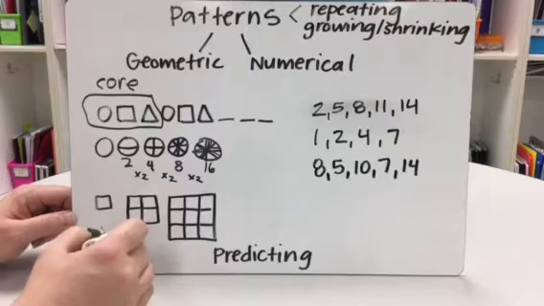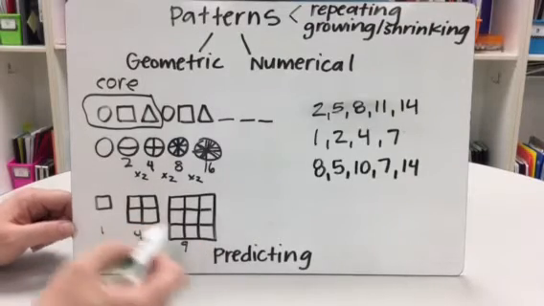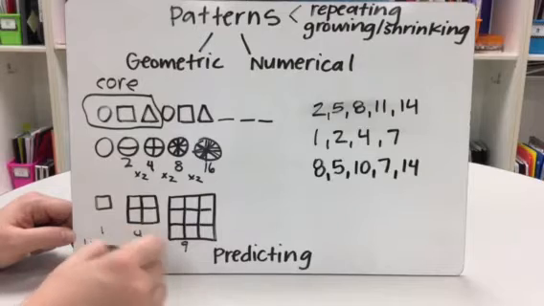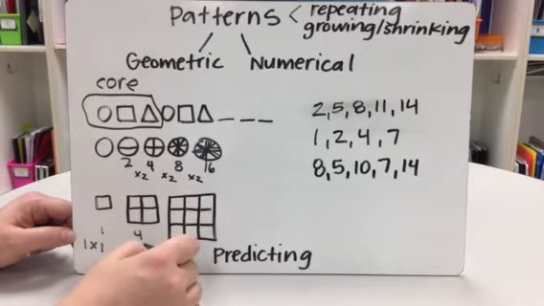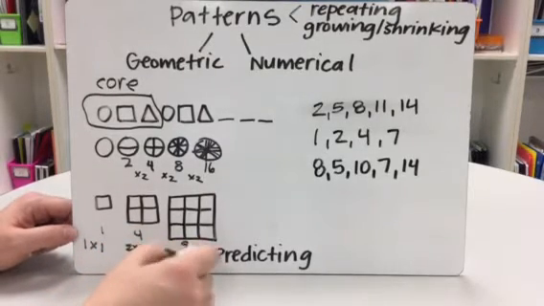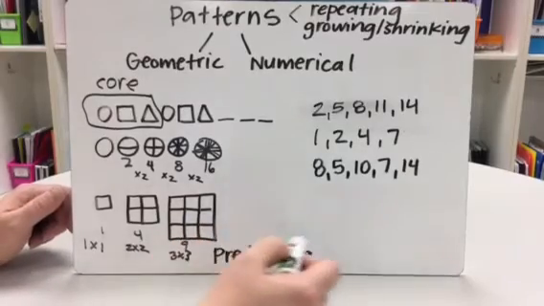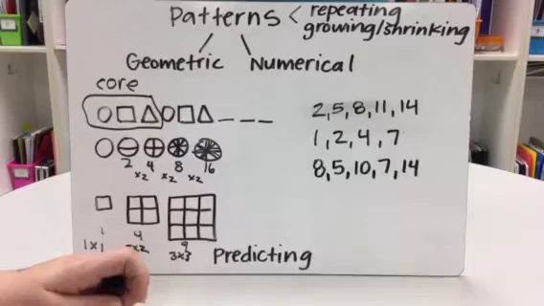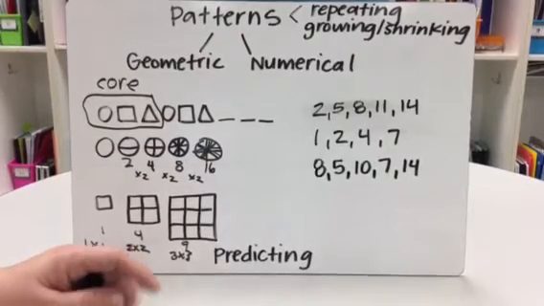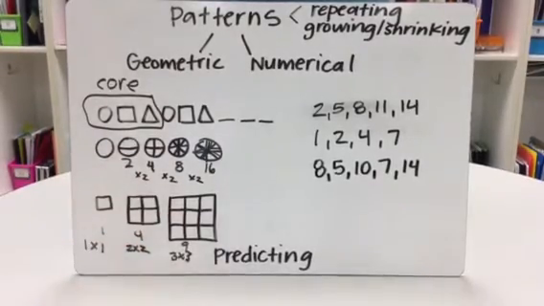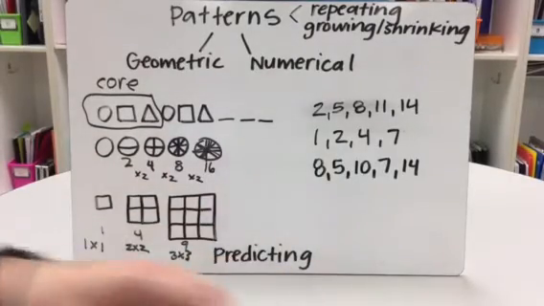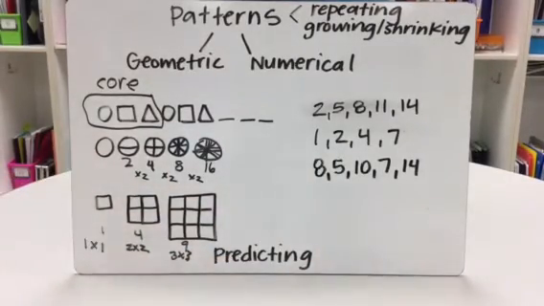So, we have 1, 4, and 9. Well, what else do we notice? We have a 1 by 1. We have a 2 by 2. Oh, here we have a 3 by 3. So I bet the next term would be a 4 by 4, and then the next one a 5 by 5. So you could use that to predict, oh, I bet the 8th term would be an 8 by 8 square array there, okay? So predicting, thinking about what would happen further on because you've noticed a pattern.